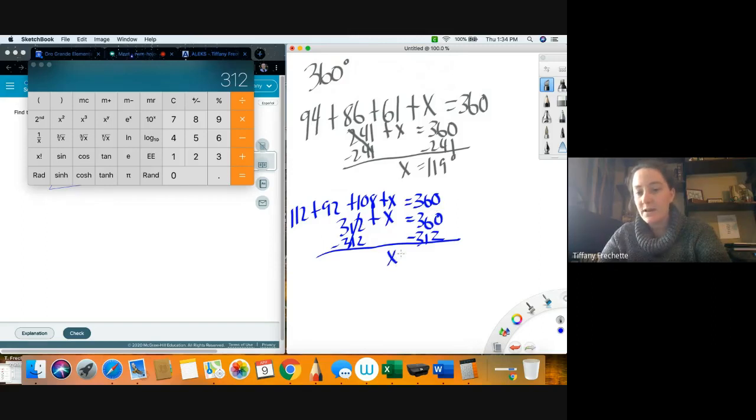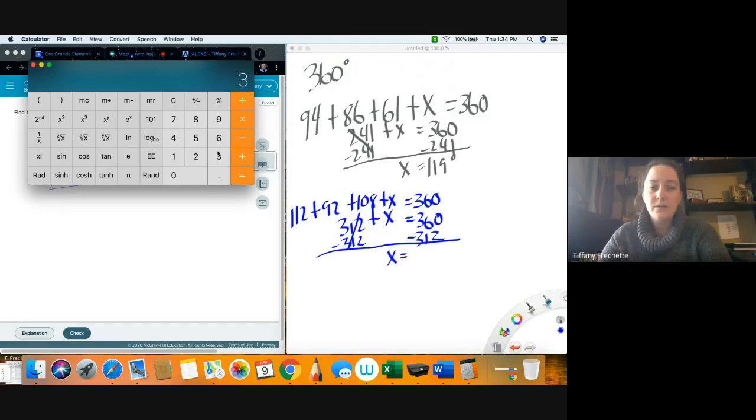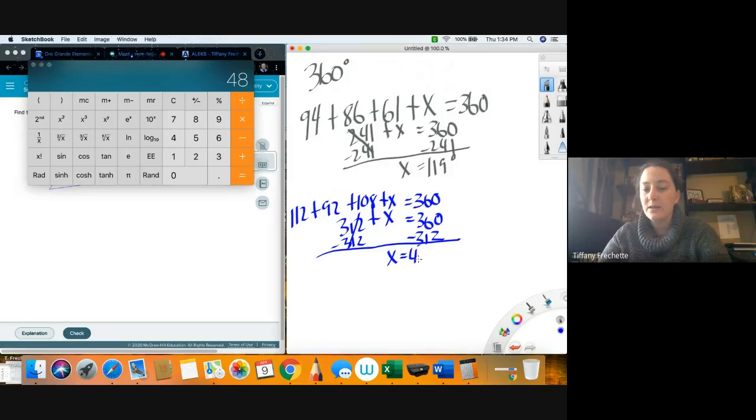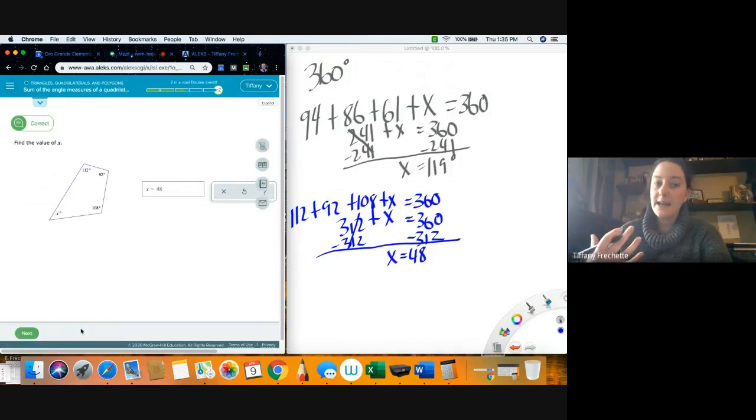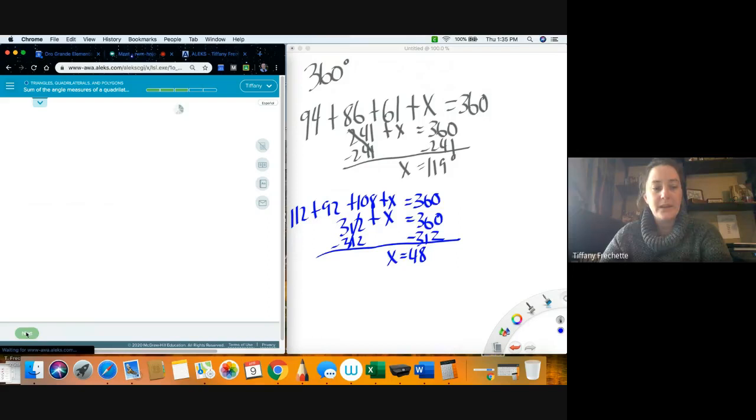So x comes down, and that's going to equal 360 minus 312. And you don't necessarily need to use a calculator for this one, but hey, if you do, it's not a big deal. So we get 48. So I'm going to type in 48 and check. Yay! All done. One more.